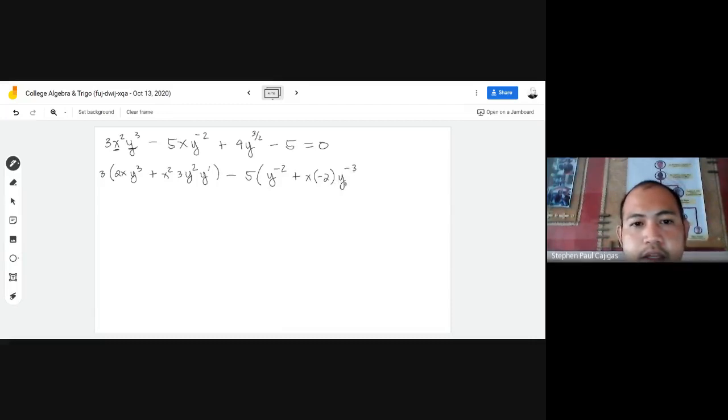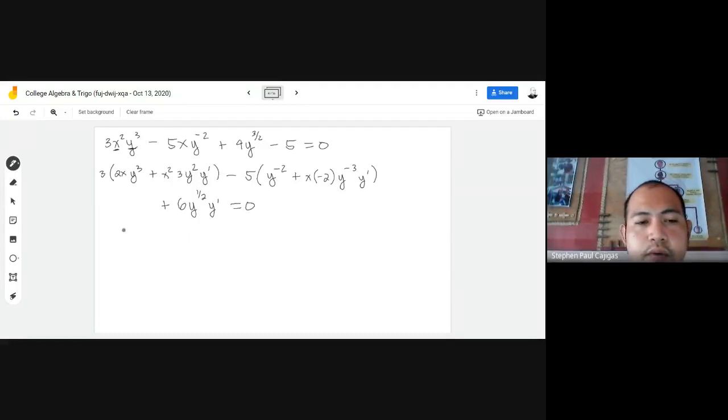Then because we got the derivative of y, we put y prime. Plus, 3 halves times 4 will become 12 over 2, so that's 6. y to the 3 halves minus 1, that will be 1 half, y prime. Then minus 5 will become 0, so equal to 0.